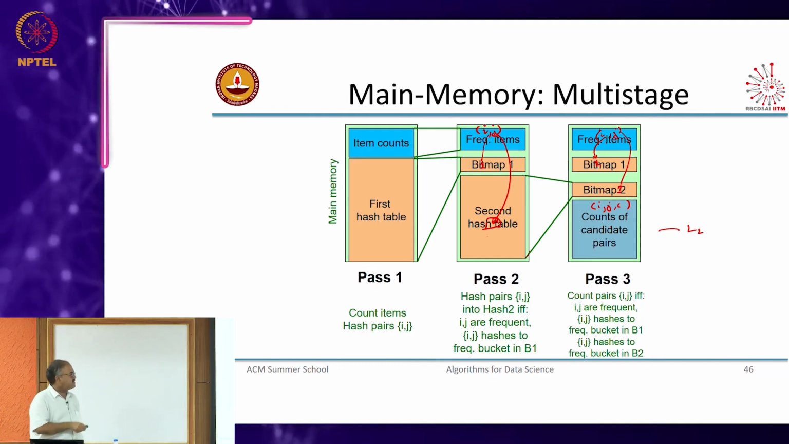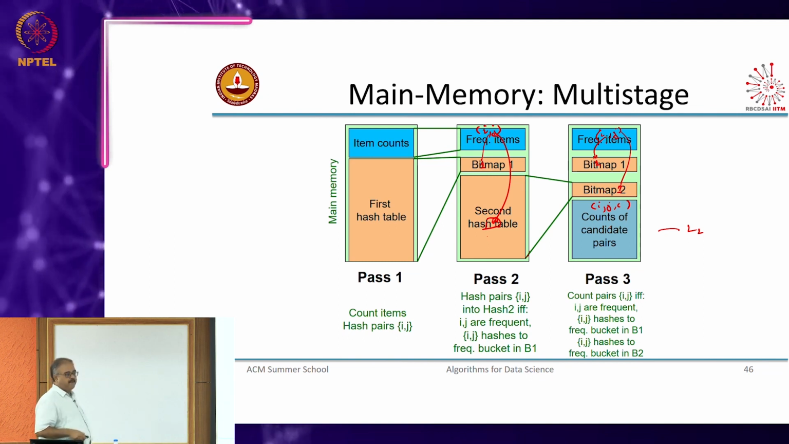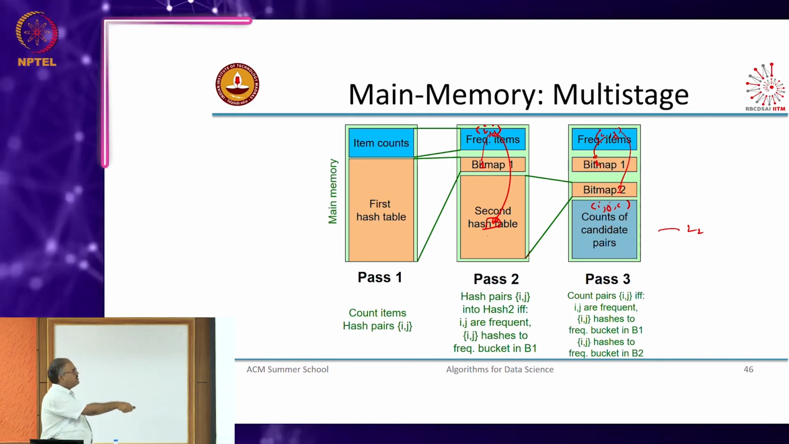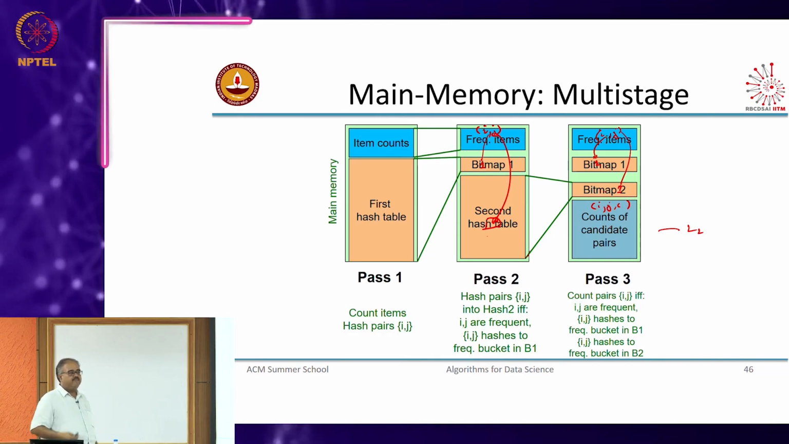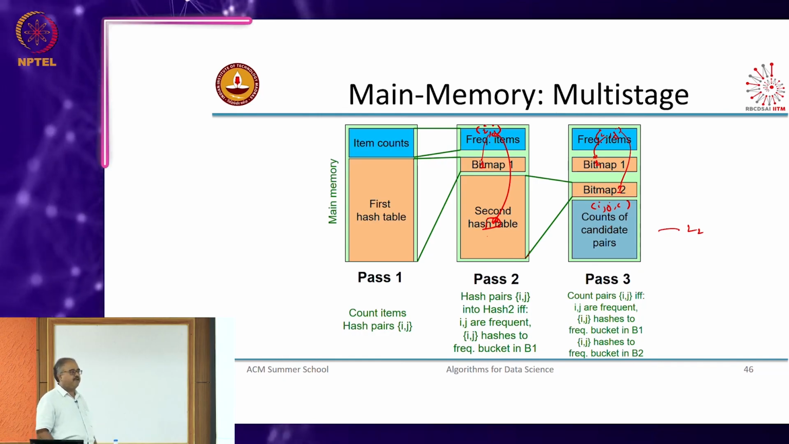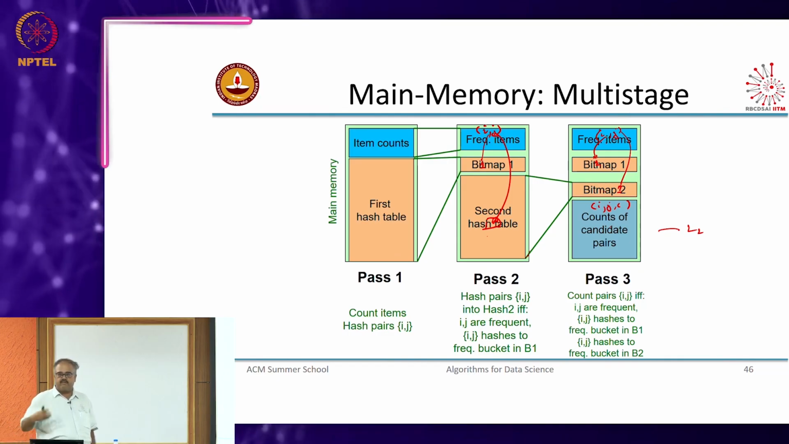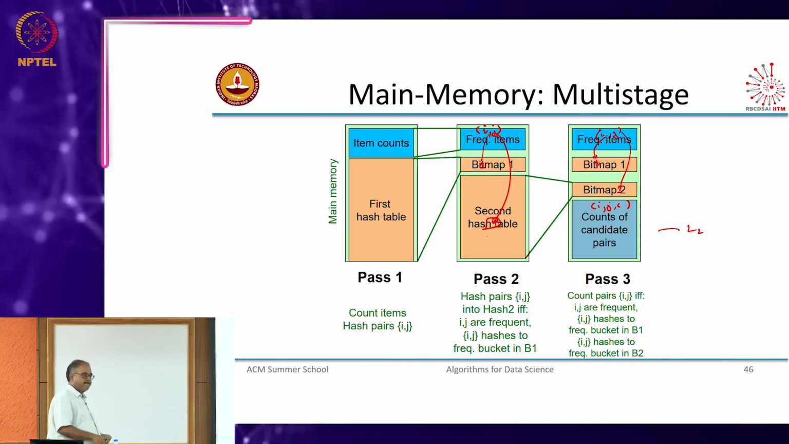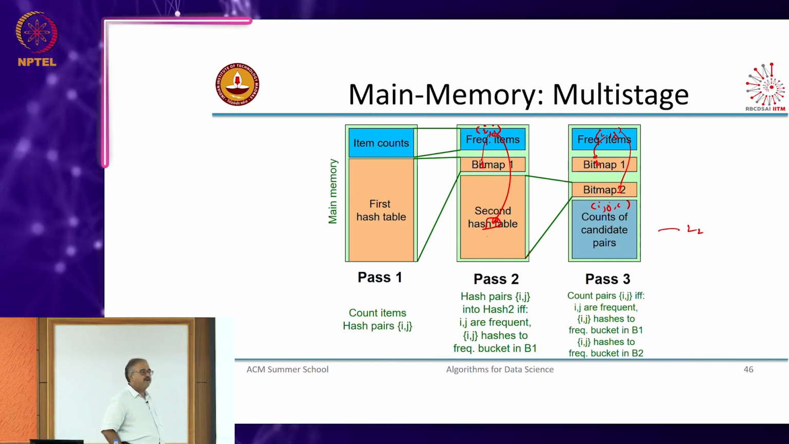So my question is, we will only put an entry into bitmap 2 if it has a 1 in bitmap 1. In pass 3, why do I have to check again whether it is a 1 in bitmap 1? Why can't I just directly check if it is a 1 in bitmap 2, which means it is frequent according to the second count I made, and then go ahead with it? Why do I have to check both bitmaps? Check for the next triples. It is not triples, I am still only counting pairs.